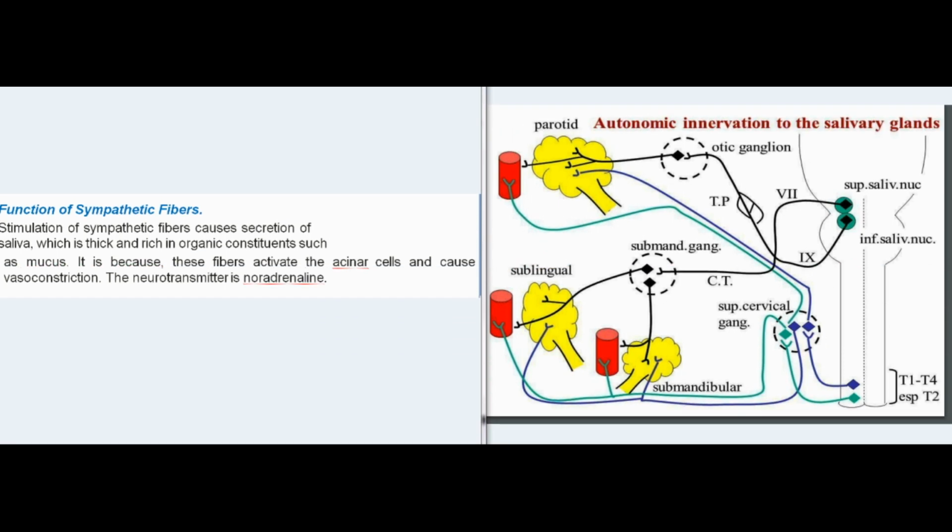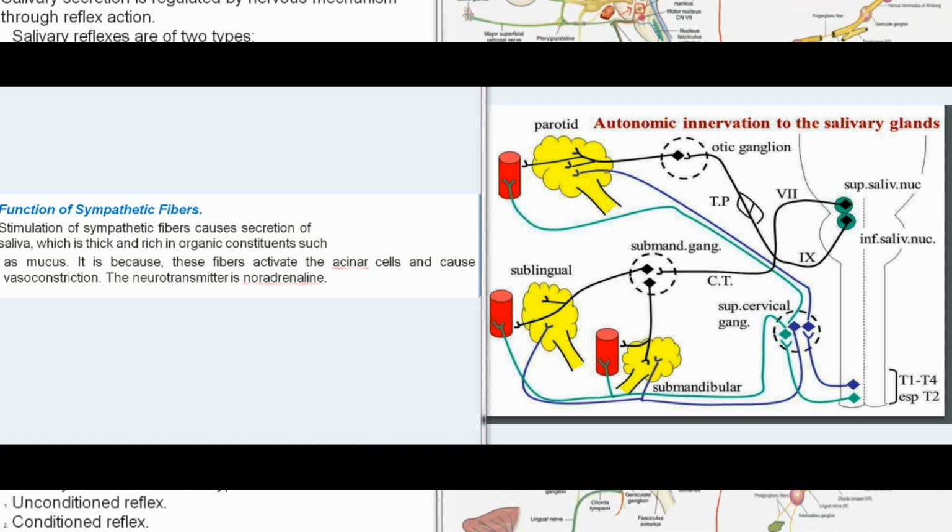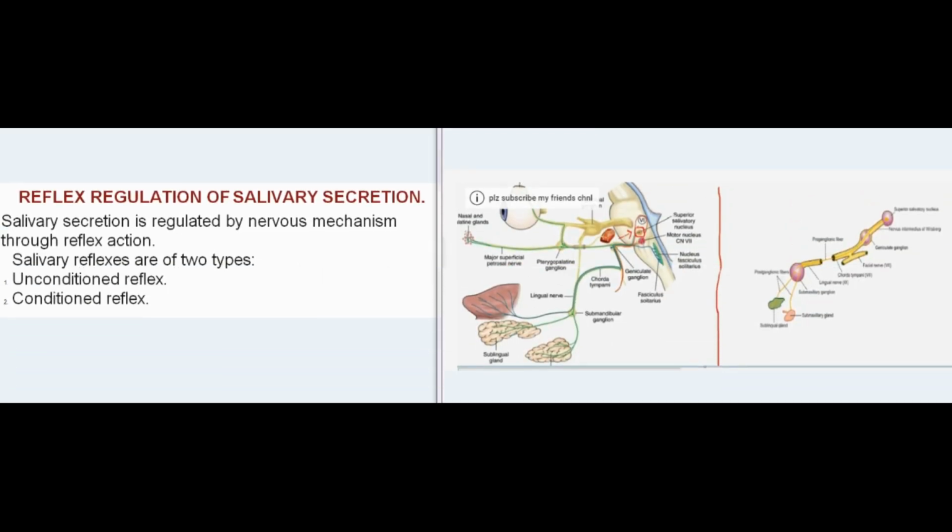Stimulation of sympathetic fibers causes secretion of saliva, which is thick and rich in organic constituents such as mucus. It is because these fibers activate the acinar cells and cause vasoconstriction. The neurotransmitter is noradrenaline. Reflex regulation of salivary secretion. Salivary secretion is regulated by nervous mechanism through reflex action. Salivary reflexes are of two types: unconditioned reflex, conditioned reflex.